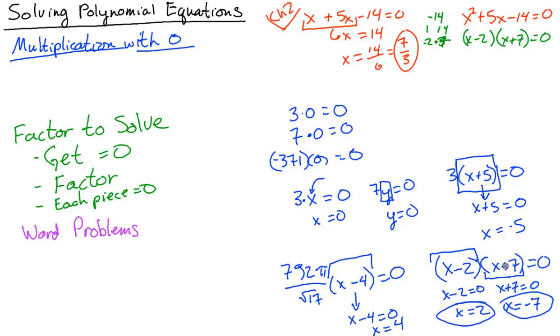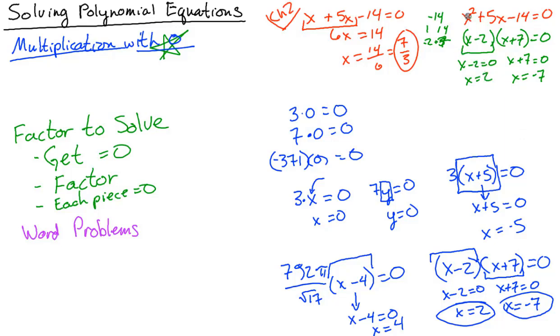Oh, look at this. We've done this down here. If we factor it, now we have this cool multiplication with 0. So we can say x - 2 = 0, which gives us x = 2, and x + 7 = 0, or x = -7. We've got to check this out. Does this really give us two answers?